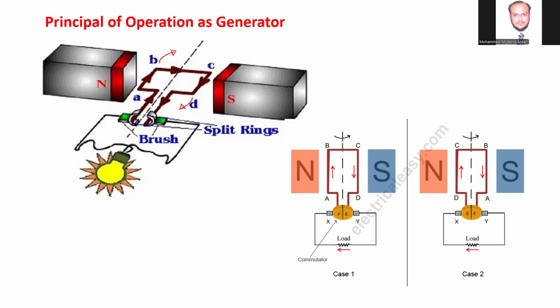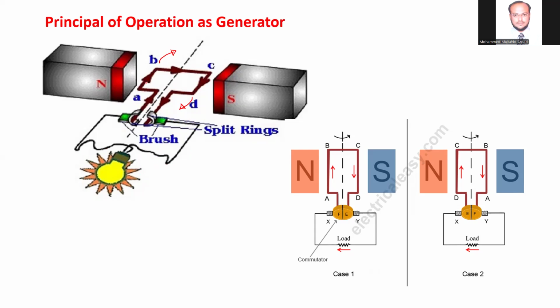There is a carbon brush over the rings. If you have seen, if you remove your home mixer, if the motor is not running, you will find some carbon brushes are there, isn't it? So now the current is going to flow in the external circuit, that is a load circuit.